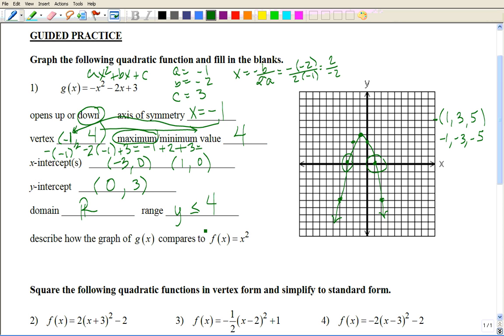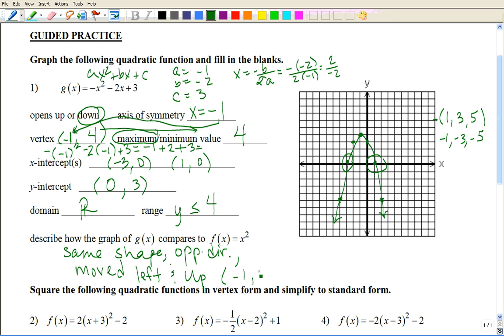How does this graph compare to our parent function? Well, it's the same shape, but it's the opposite direction, and it's also moved left and up to a vertex of negative 1, 4.